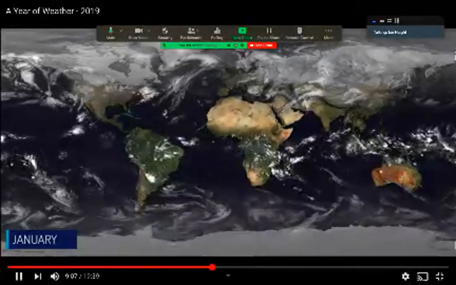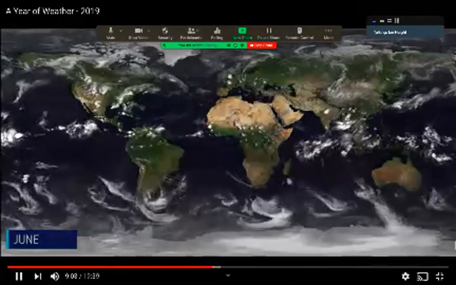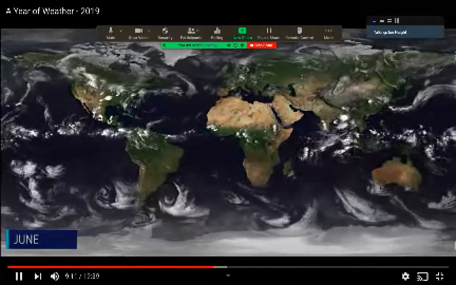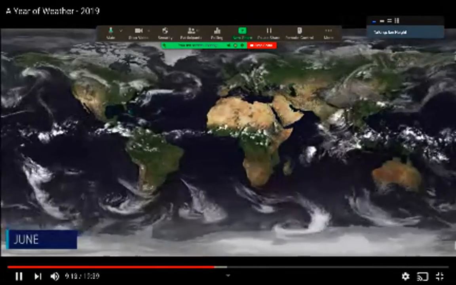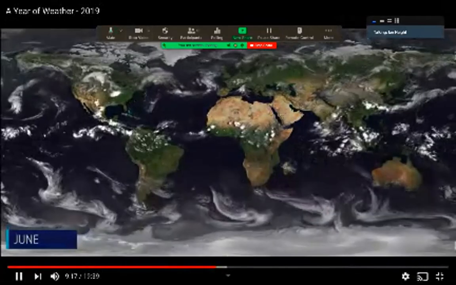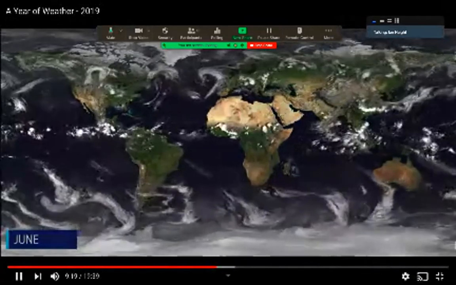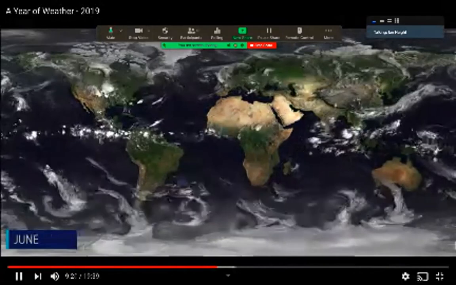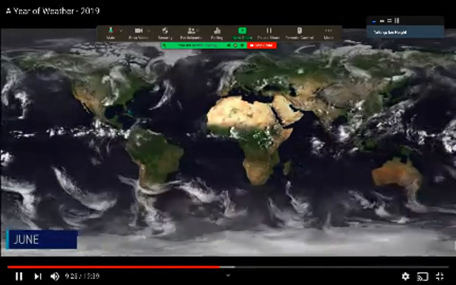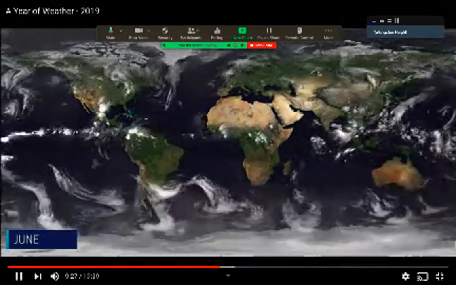Then to jump ahead to the middle here, this is June. Notice all the snow is gone from most of the northern regions. There's still snow towards the pole, but now the northern hemisphere is tilted towards the sun, going through summer. And if you just look at the tip of South America in the southern hemisphere, you can see a little bit of snow there.